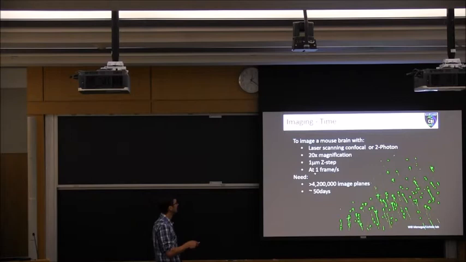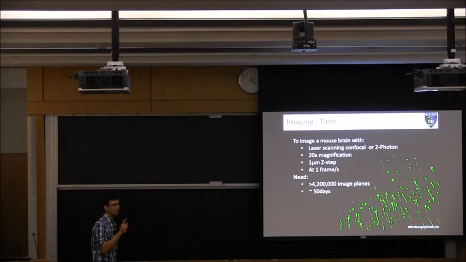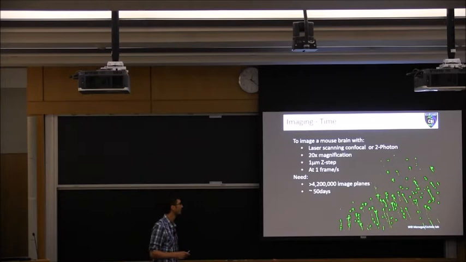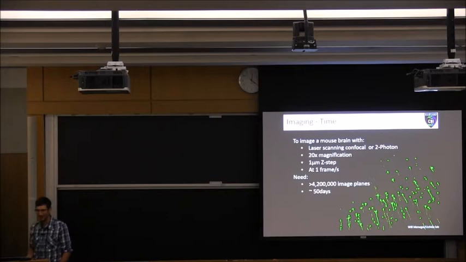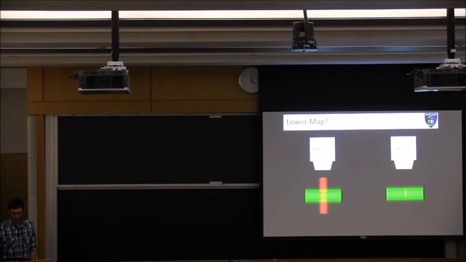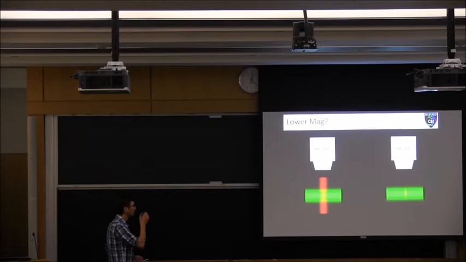You wanted to do this at 1 frame per second, which might give you a little noise, but it won't be too bad. You're just doing one color imaging. You actually need 4.2 million images to cover that whole brain, and that would take about 50 days to do. Okay? So that's not really an option. So one of the ways around this might be to go to a lower magnification objective.